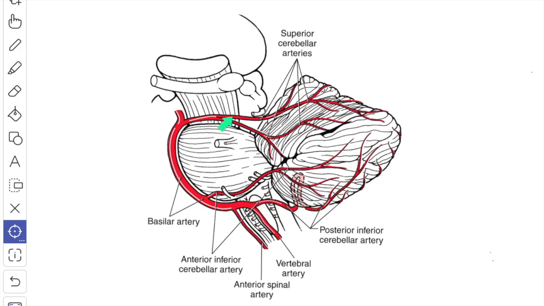The superior cerebellar artery is a branch of the basilar artery and supplies the superior surface of the cerebellum. The anterior inferior cerebellar artery, a branch of the basilar artery, supplies the anterior part of the inferior surface of the cerebellum. The posterior inferior cerebellar artery, a branch from the vertebral artery, supplies the posterior part of the inferior surface of the cerebellum.